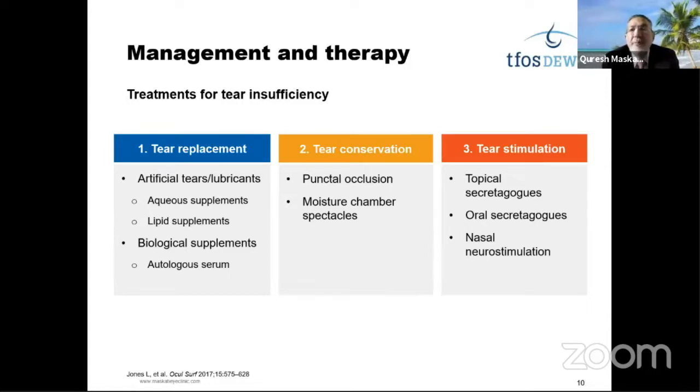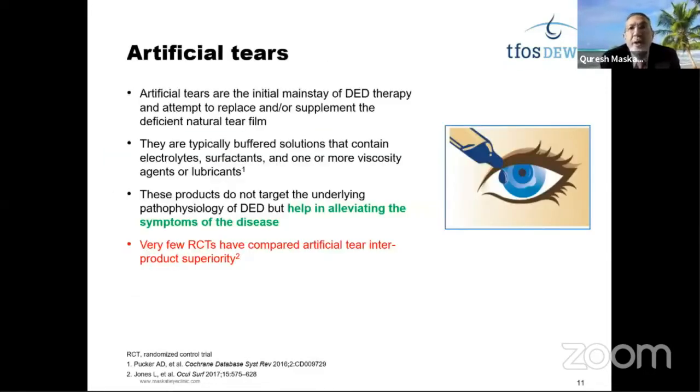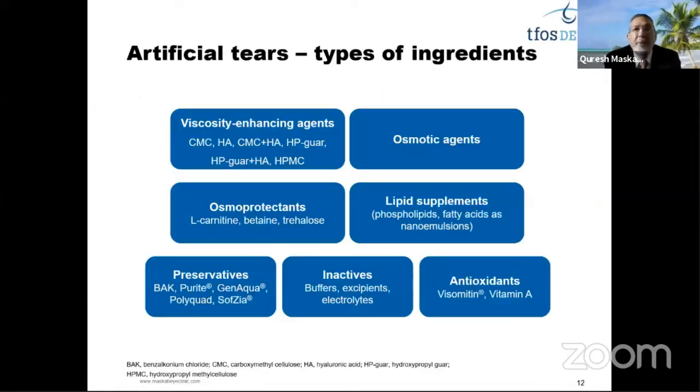So this is something new we learned after DEWS 2. Artificial tears remain the mainstay of treatment, and there are all sorts of artificial tears in the market. The good news for all manufacturers of teardrops is that DEWS 2 very categorically said that there is no real superiority of one over the other, and very few randomized clinical trials have actually compared and come out, because there are such vast differences from patient to patient.